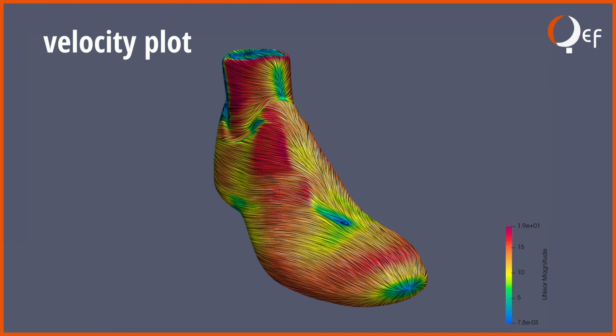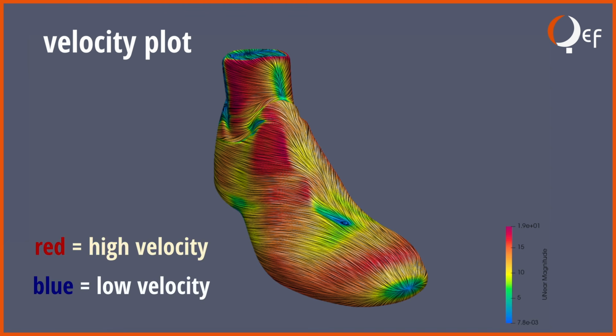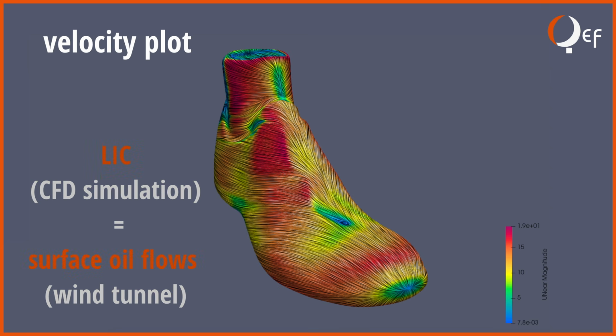Here is an LIC image plotted with a color palette reflecting the magnitude of the velocity, which can help understand the flow. Red indicates the highest velocity, while blue represents zero velocity. This technique generates texture patterns that reveal the flow direction. The result is similar to the surface oil flows that can be obtained in sophisticated wind tunnel testing.